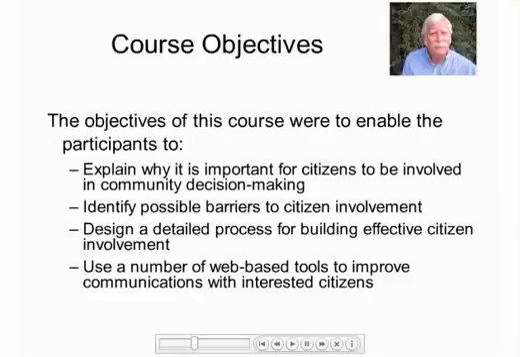In fact, you may remember that the objectives of this course that we set out at the very beginning were to enable you to explain why it's important for citizens to be involved in community decision-making, to identify possible barriers to citizen involvement, to design a detailed process for building effective citizen involvement, and to show you how to use a number of web-based tools to improve communication with interested citizens. I hope that you agree with me that the resources in this course helped you to achieve those objectives.